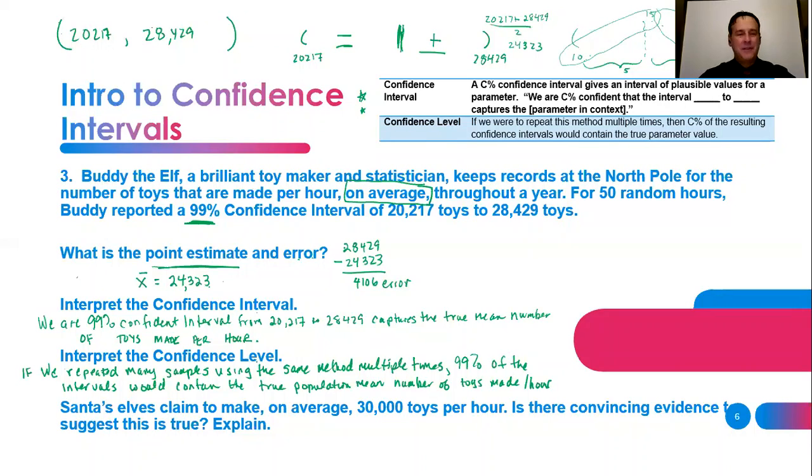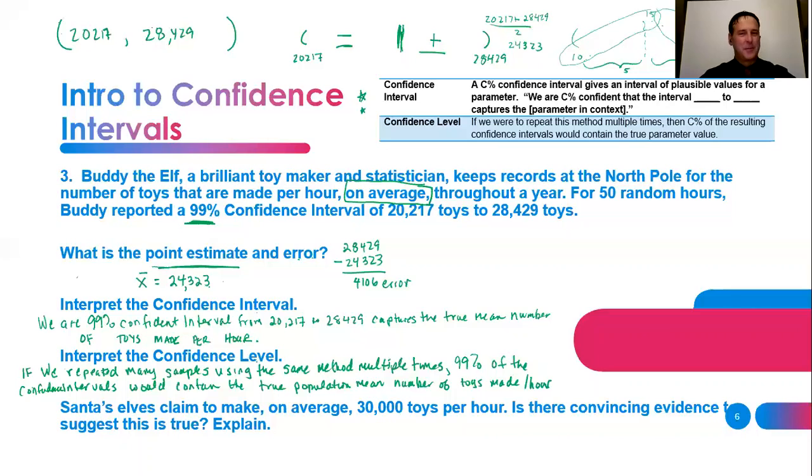The confidence level, which is the next one, has a different, unique representation, and it says if we repeated many samples using the same method multiple times, maybe it's a little redundant, but that doesn't hurt, 99% of the confidence intervals would contain the true population mean number of toys made per hour.